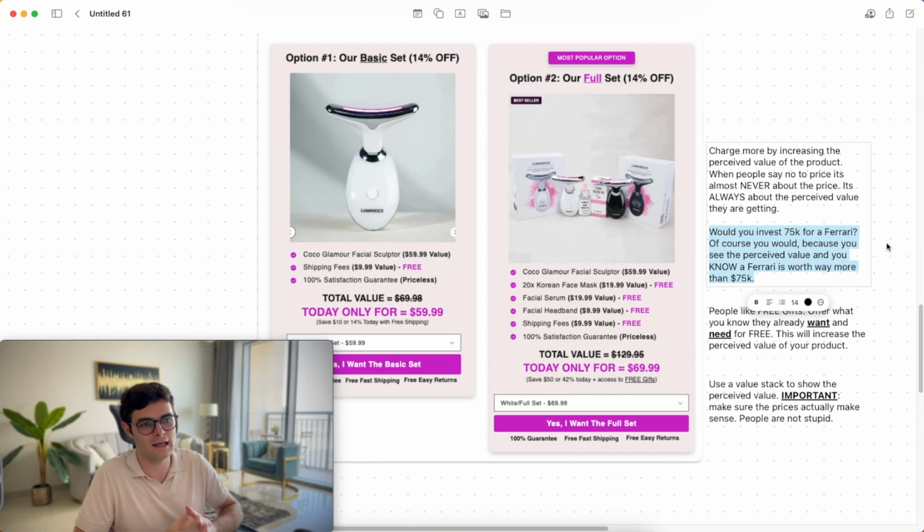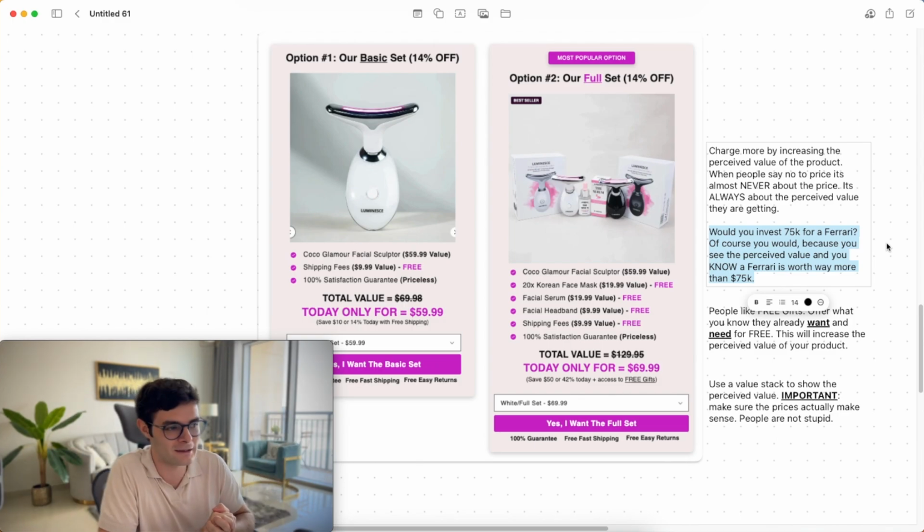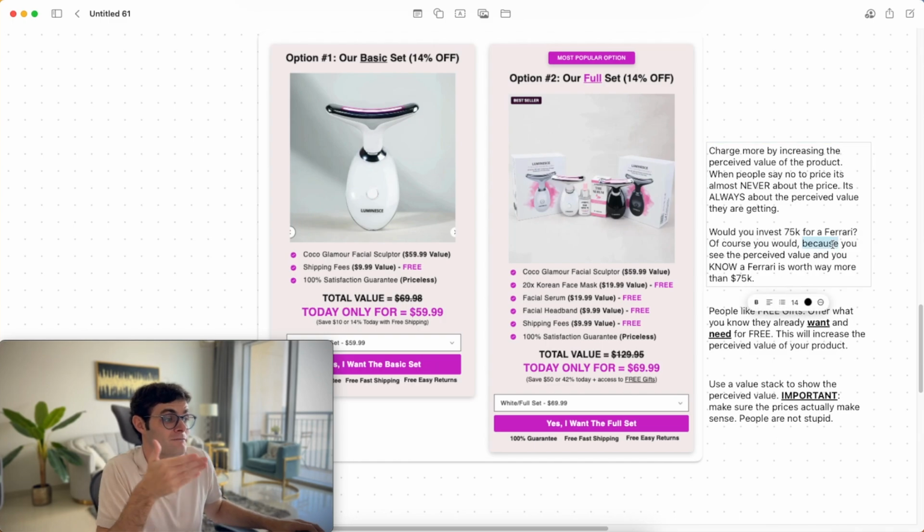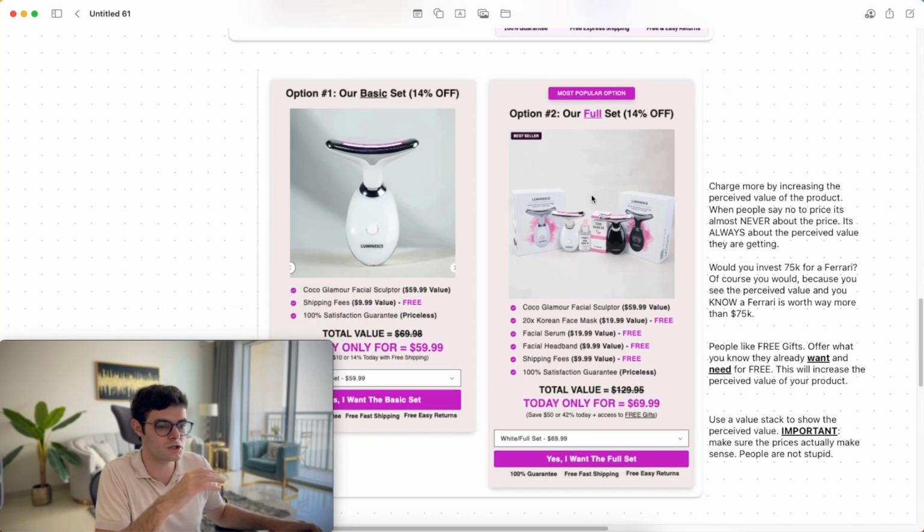The answer is absolutely yes, because what ends up happening is you invest the 75K in the Ferrari, but the next day you could probably sell it for 150, 200, 300, maybe even $1 million, who knows, right? But people invest 75K even if it's a pretty big investment because they know that the Ferrari is there. Why? Because they see the perceived value. So you should be doing the same exact thing on your offerings, and this is how you can also just crush your competition.